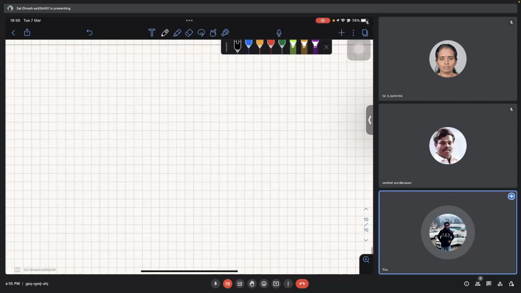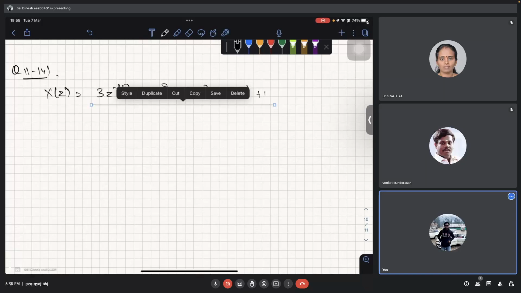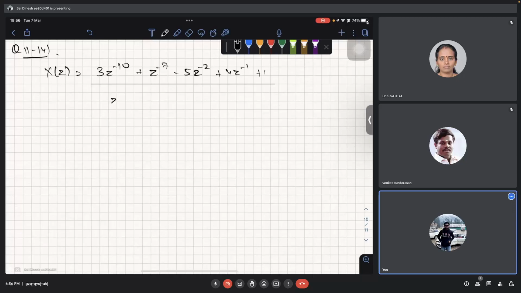So next is the question 11 to 14. It says that X(z) is 3z^-10 + z^-7 - 5z^-2 + 4z^-1 + 1, divided by z^-5 - 5z^-4 + z^-3.